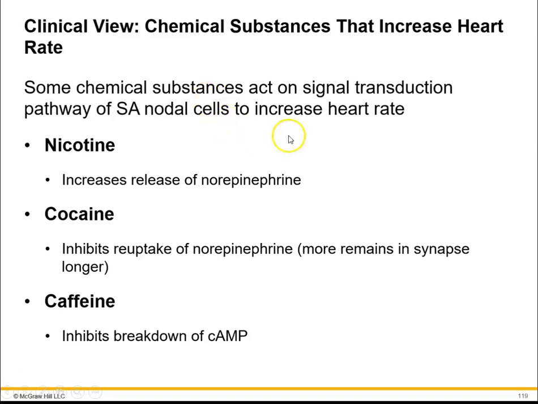Some other substances can act on that signal transduction pathway to increase heart rate. So, for example, nicotine. Nicotine increases the release of norepinephrine, and norepinephrine then stimulates the heart. Cocaine. Cocaine is a norepinephrine reuptake inhibitor. So more norepinephrine hangs around in the synapse, so it can act on the heart for a longer period of time. And then caffeine. Caffeine actually inhibits the breakdown of cAMP. So again, there's more cAMP hanging around to do its job, and you get more phosphorylation of those calcium channels.